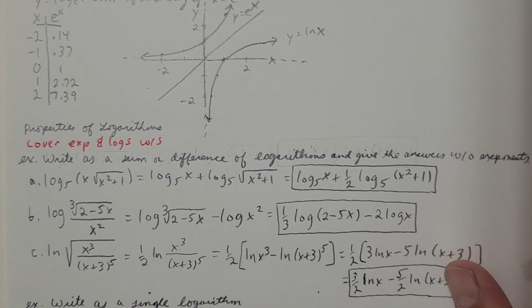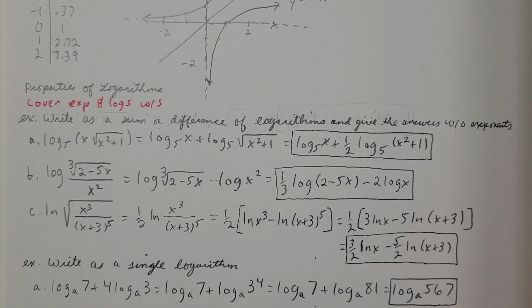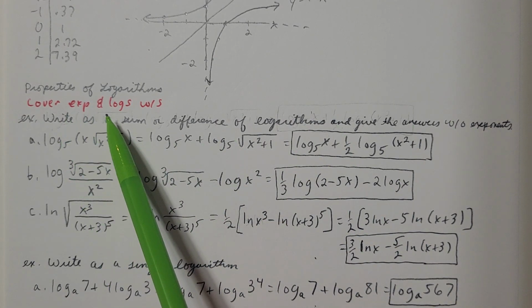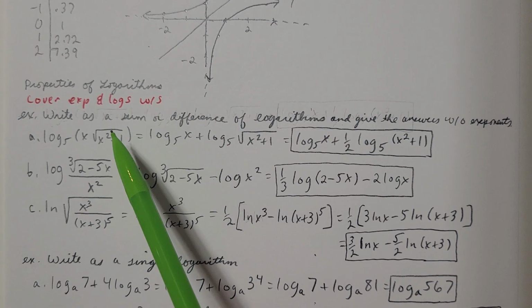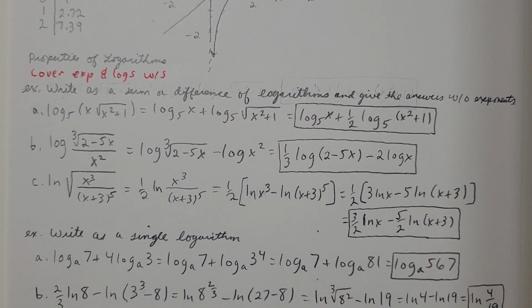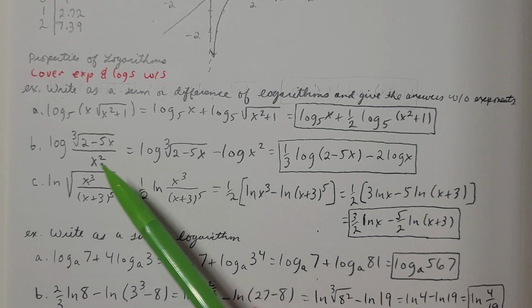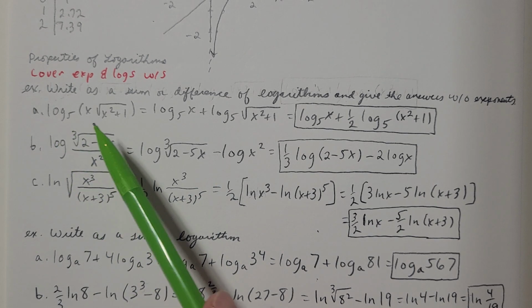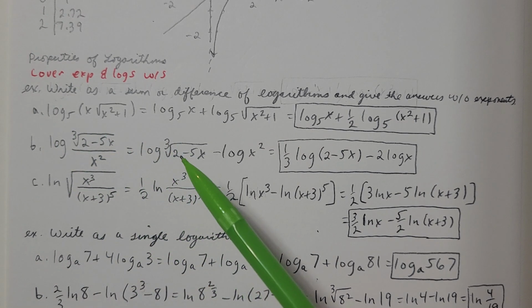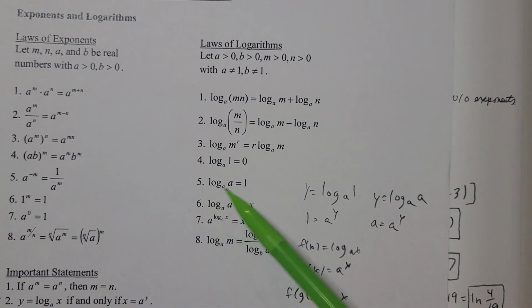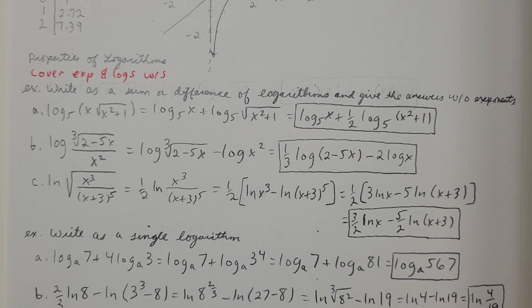So why don't we take a look at the notes here. We covered the exponential and logarithms worksheet. Let's take a look at this example. I want us to write as a sum or difference of logarithms and give the answers without exponents. So I got a single logarithm, and I'm going to have us split it all up and use the properties of logarithms that are on this sheet. So we'll go ahead and do that.